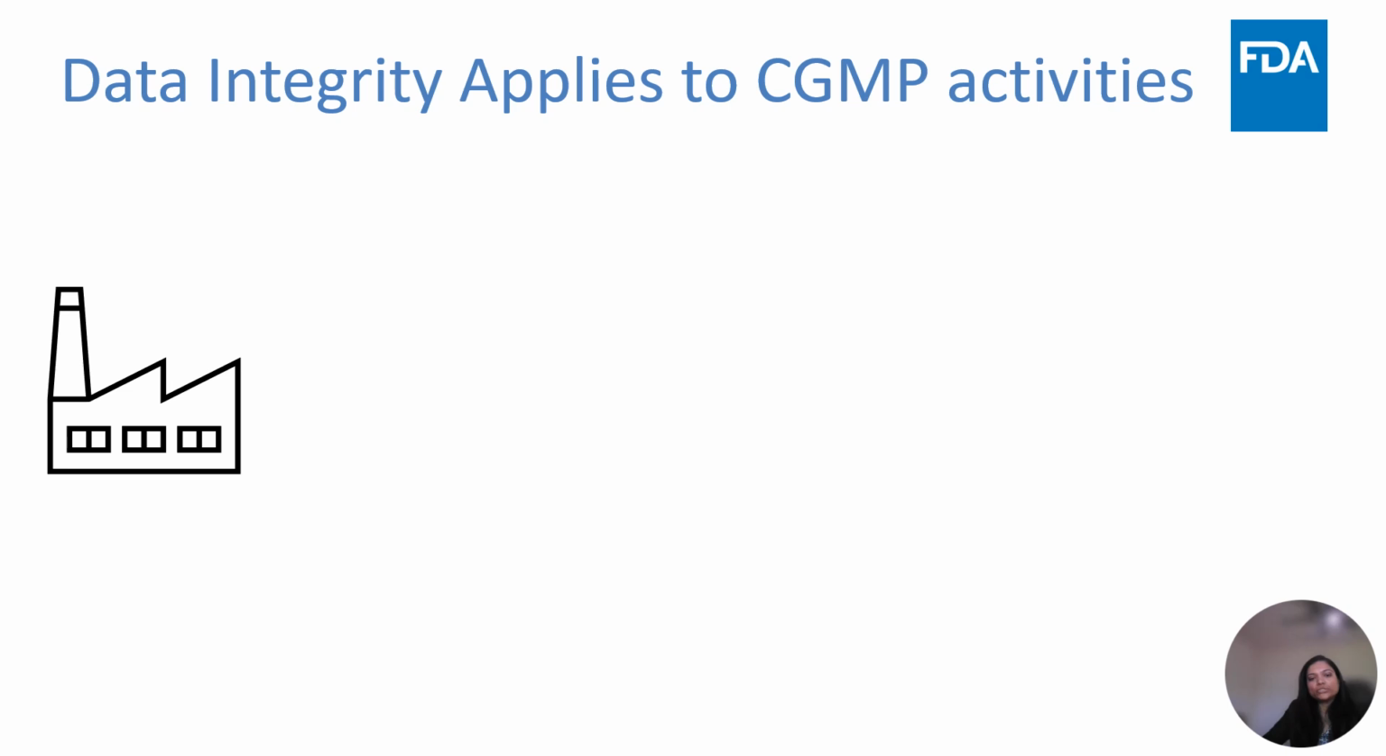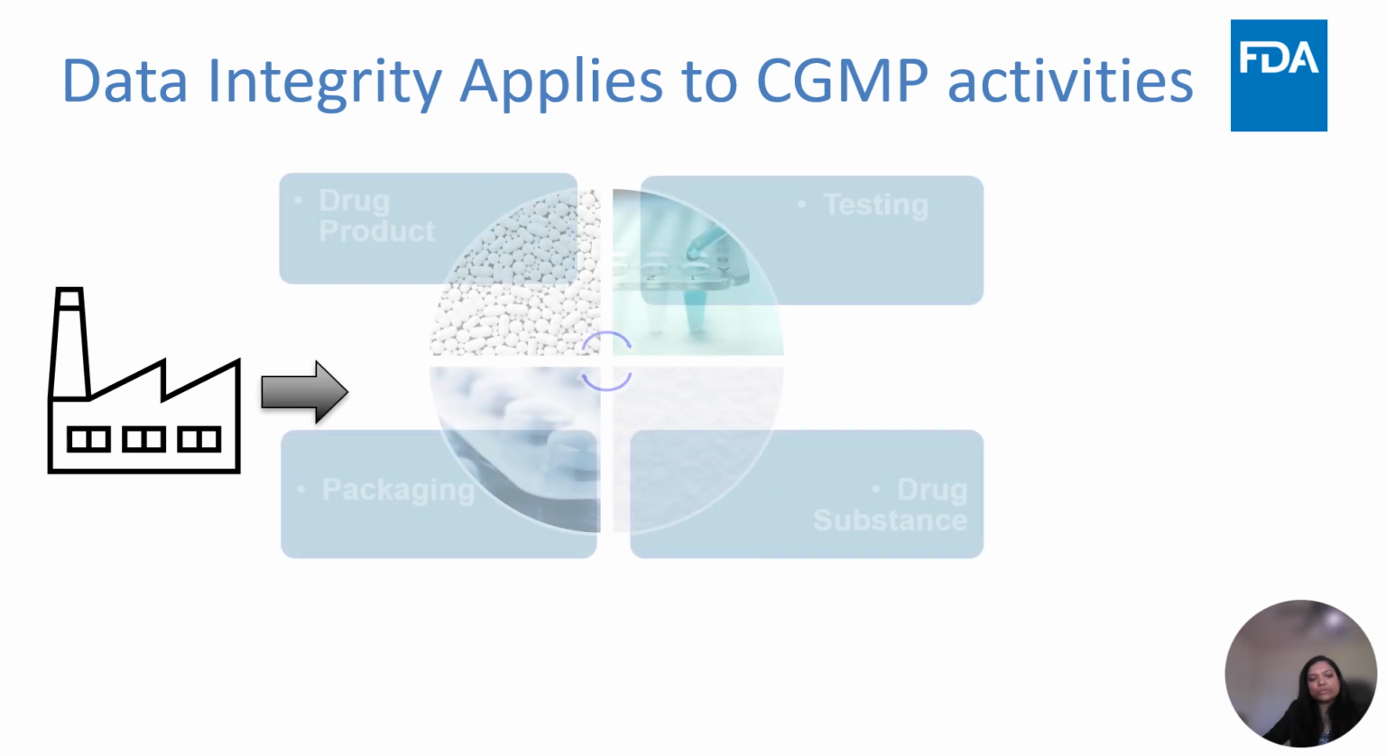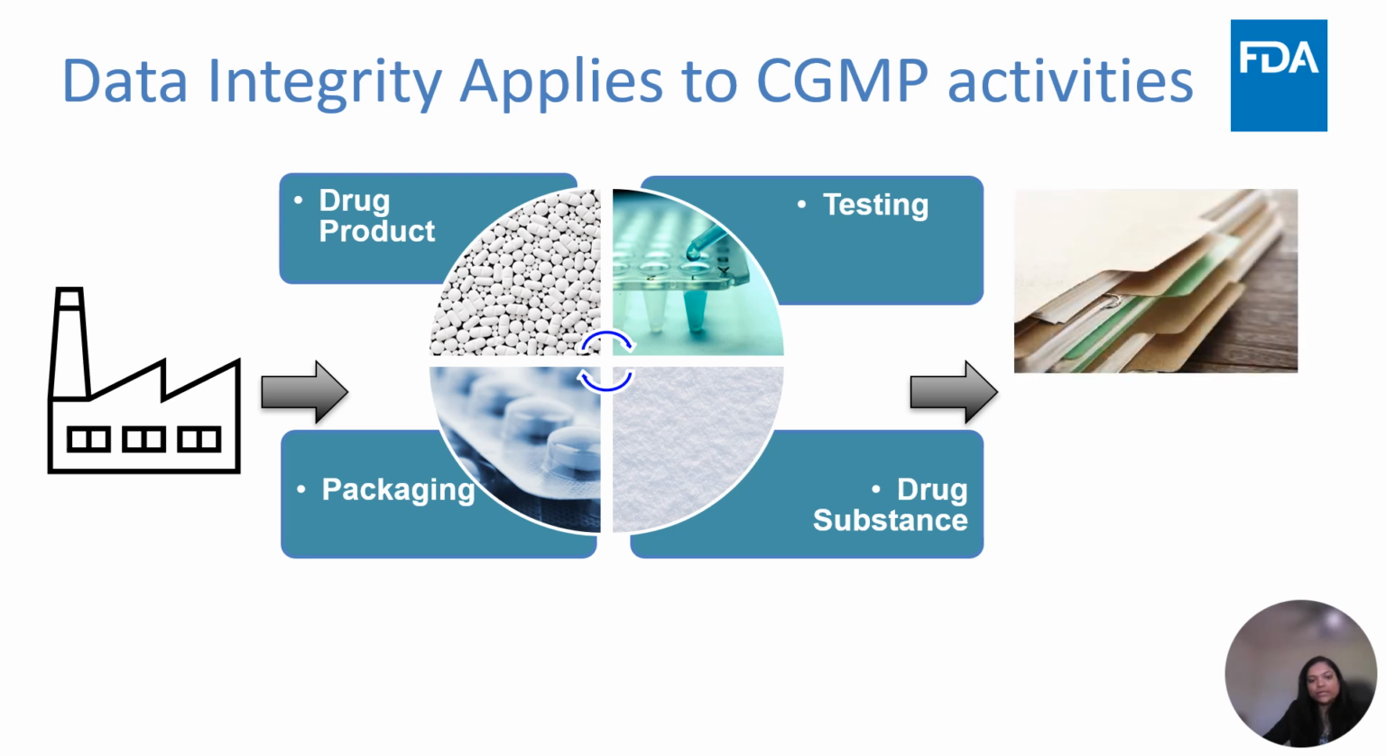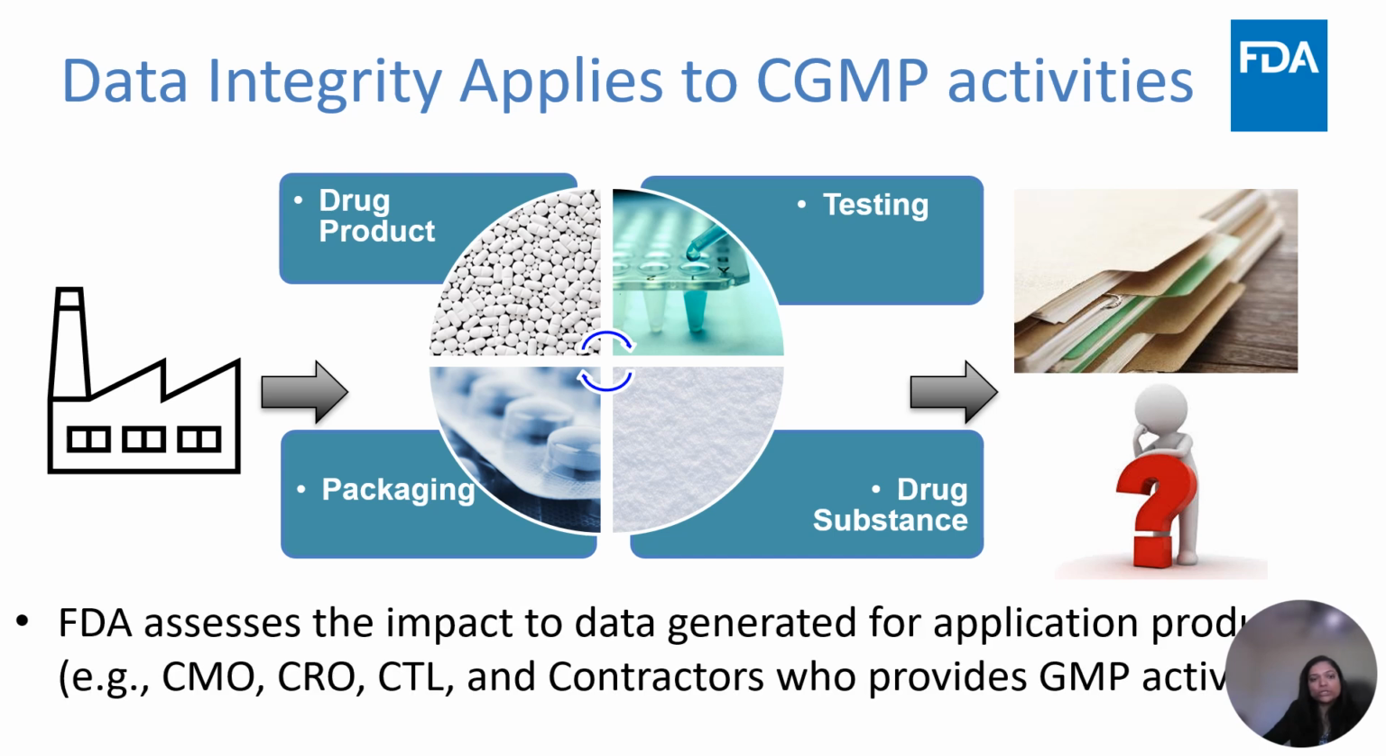Data integrity applies to all GMP activities which are performed for manufacturing of drug product, drug substances, and testing of drug substance and drug products under GMP environments. Some risk factors for DI issues also include overseas testing and manufacturing, supply chain, outsourcing of operations including QC labs and manufacturing, which includes contract manufacturing organizations and contract testing labs, and data review practices.